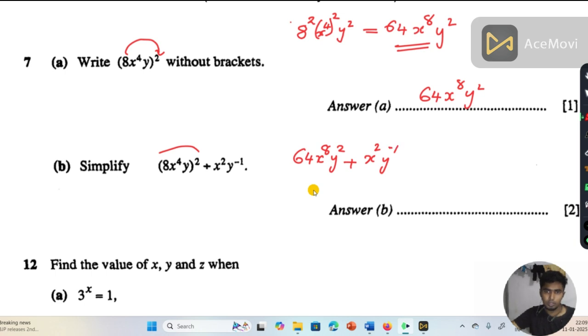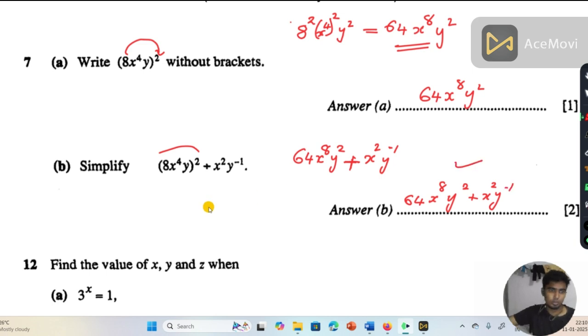It is just addition, no? So check, is there any like term? We have 64 x raised to 8 y squared, and this is x squared y raised to minus 1. So we can't add these, so this is the final answer actually: 64 x raised to 8 y squared plus x squared y raised to minus 1. So this is the final answer.